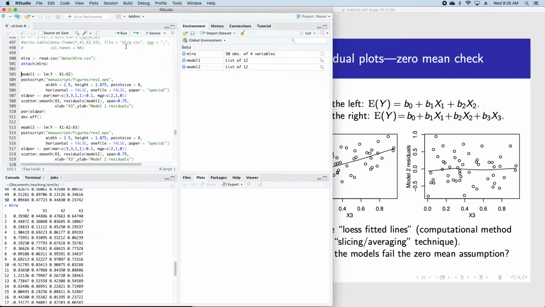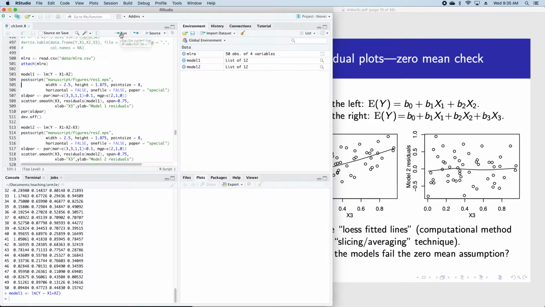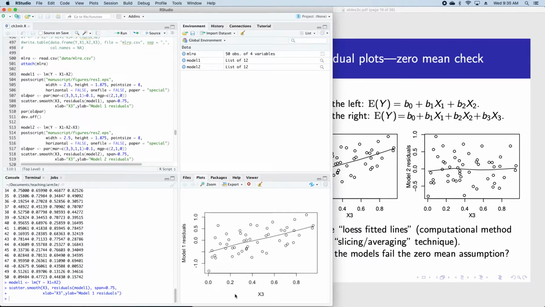Let's suppose we start off by fitting a model where we just use 2 predictors, x1 and x2. So I'll fit my model, and then I'll draw a residual plot. The residual plot has residuals on the vertical axis, and it has some function of the predictors on the horizontal axis. And in this case, I'm actually going to look at one of the predictors that I haven't included in my model yet.